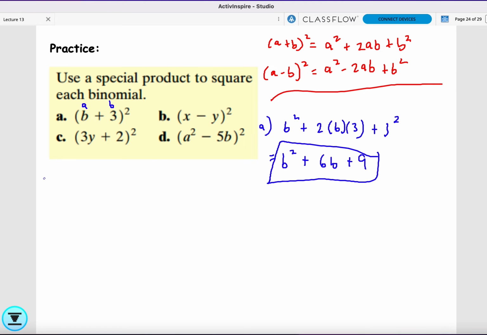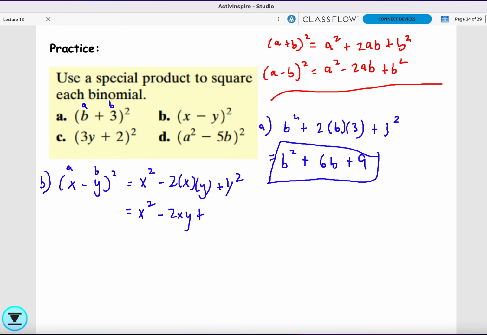So you're done here. So b, we have (x minus y) squared. So that's a and b. So a is x, so it'll be x squared minus 2 times x times y plus b squared, which is y squared. Well, that simplifies to x squared minus 2xy plus y squared. And we're done. Don't overthink it, guys. We're just using these two formulas. C, a and b.